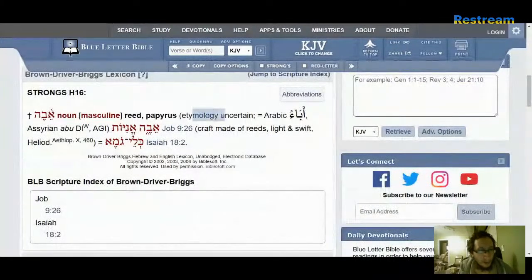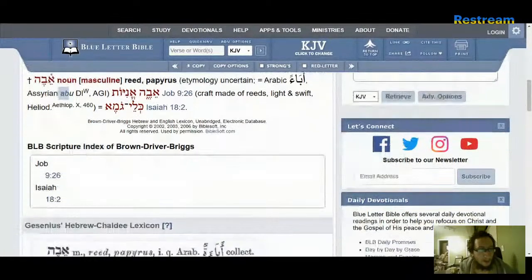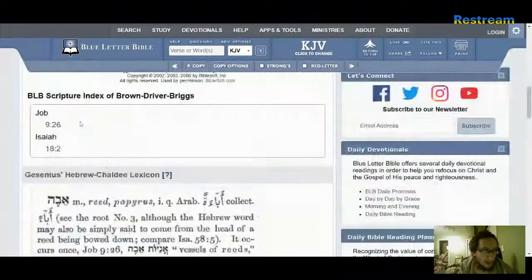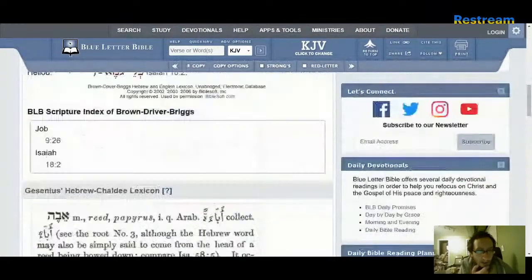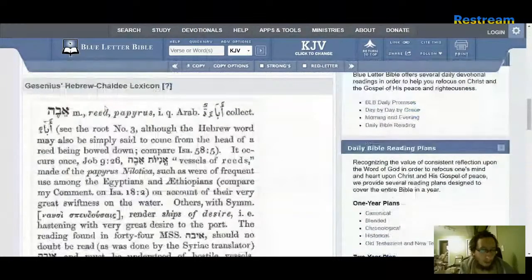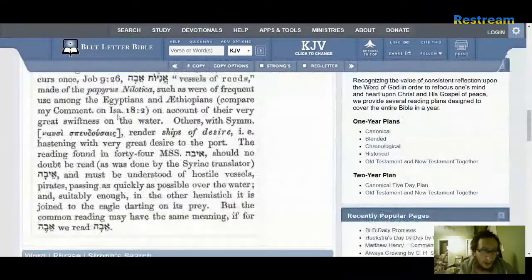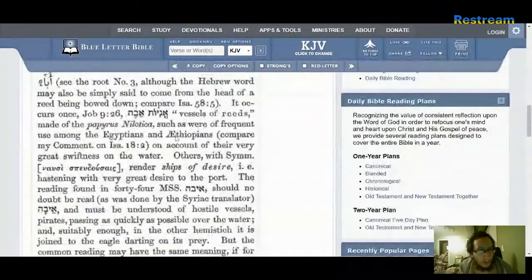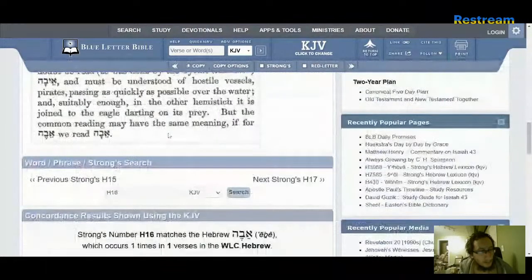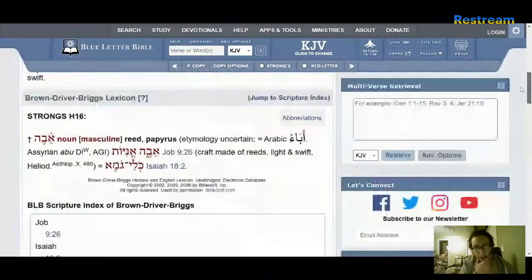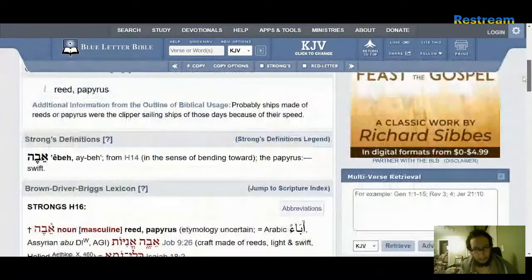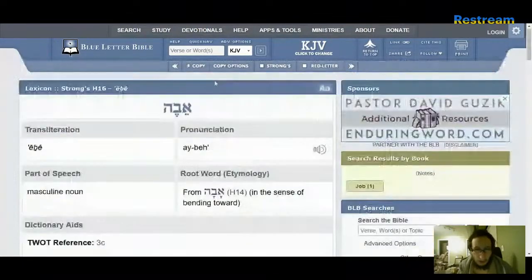So etymology uncertain. The Assyrian has the same, or Akkadian. Whenever they say Assyrian, it means Akkadian. Because this was an older, the Strong's is an older work. So they used different words at the time. They said Assyrian instead of Akkadian. Yeah, only one time. They're passed away as the swift ships, but it actually says the reed ships. So again, it only occurs like one time in the Bible.